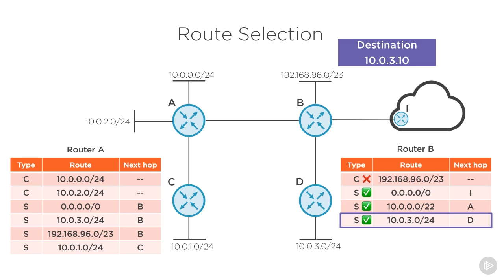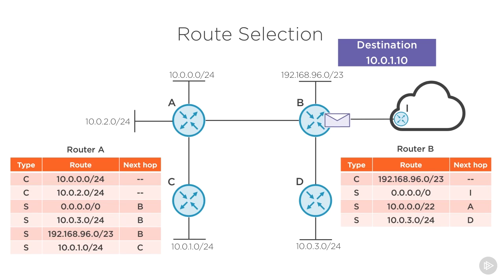Let's look at another example. So let's say this time we're destined for IP address 10.0.1.10. So that message is going to come in to router B. We're going to look at the routing table again and compare each line of the routing table to our destination IP address. We don't have a match on that first line. Of course, we have a match on the second line. That is our default route. We have a match on the third line because 10.0.1.10 is within the range of 10.0.0.0/22. And that last line, we do not have a match. 10.0.3.0 does not match our destination IP address.